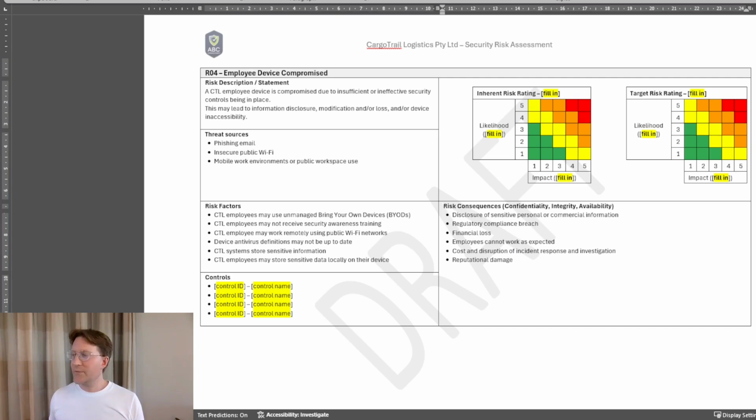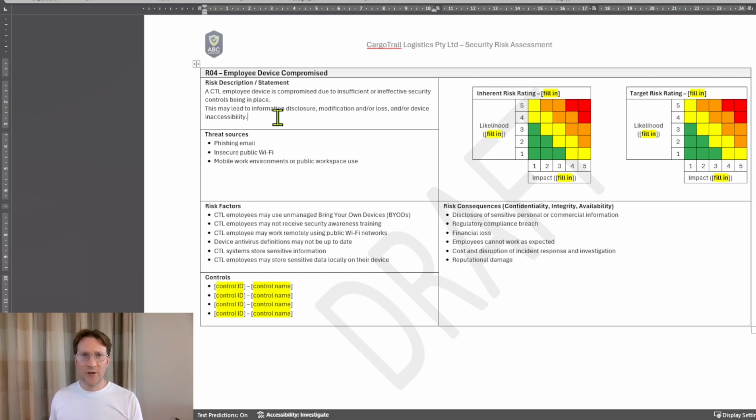When it comes to consequences, we've already talked about information disclosure, modification, loss, or device inaccessibility. So we know this affects all three parts of the CIA triad. We have a lot fewer consequences this time because we're not talking about the DLP itself, the central beating heart of the CTL business operations, having any kind of issue with that. You could have someone whose laptop was compromised with, say, a keystroke logger, and then their account information can be harvested, and then someone can use that to log into their account and get access to the DLP and do all kinds of bad things.